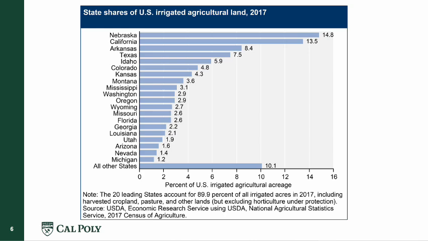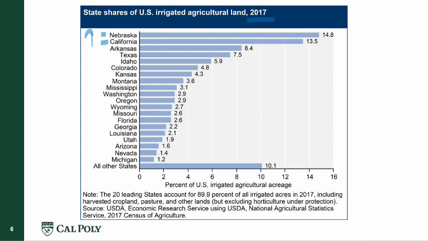This is a chart from 2017, and it tells us that Nebraska had the most irrigated agricultural land, and California was the second. If you do a search on the internet, California went to first place in 2024. So now California is, in terms of percentage, the largest irrigated state in the US.